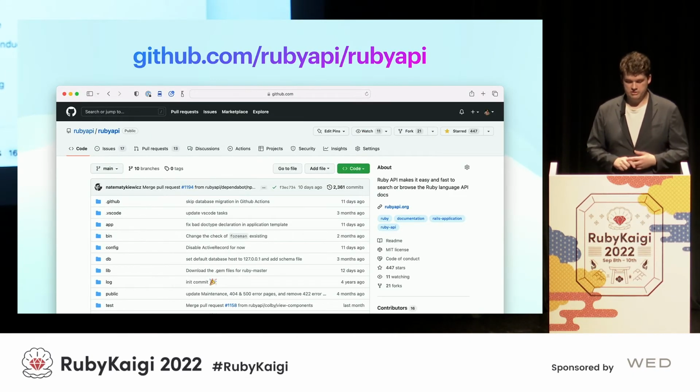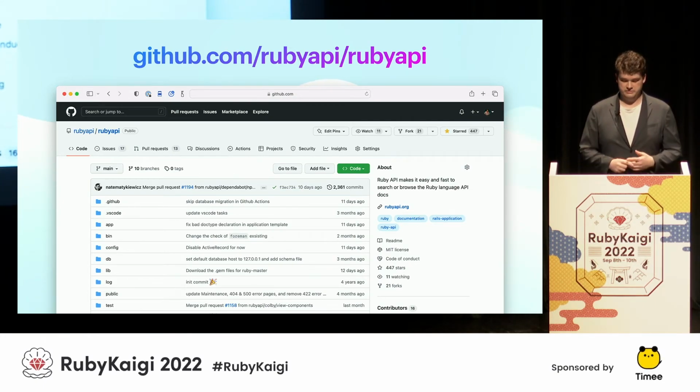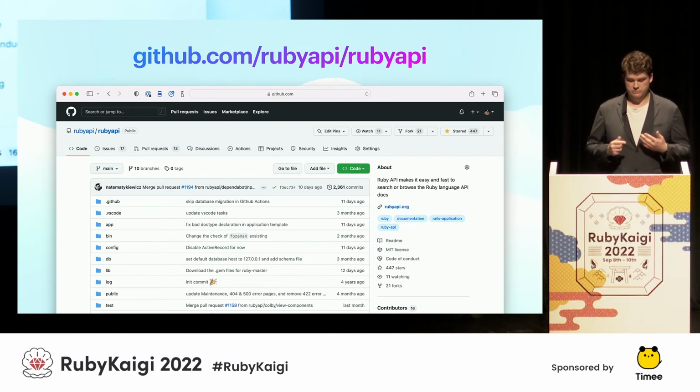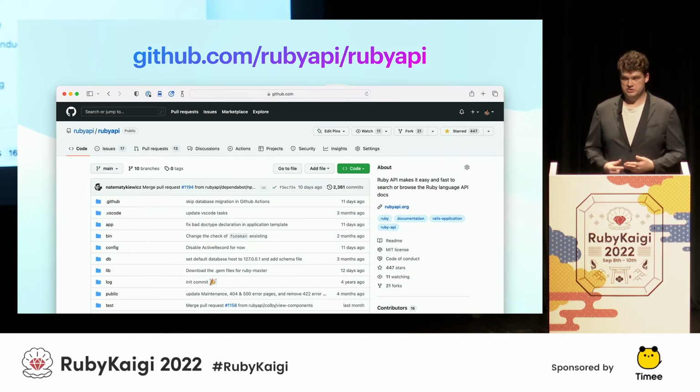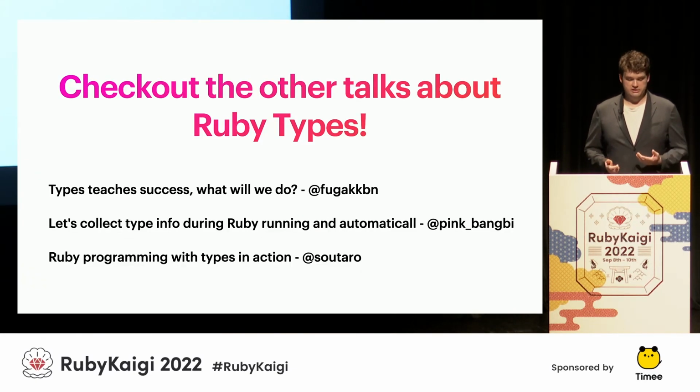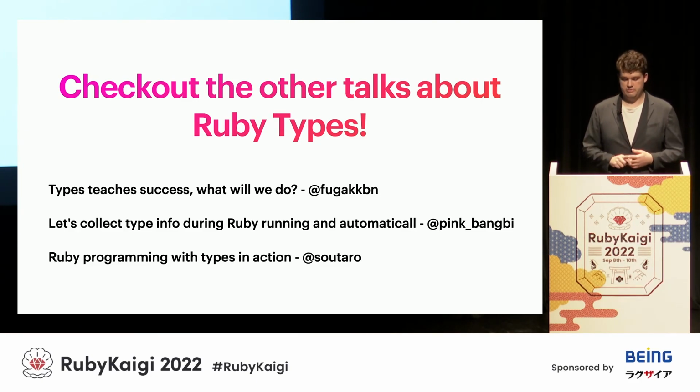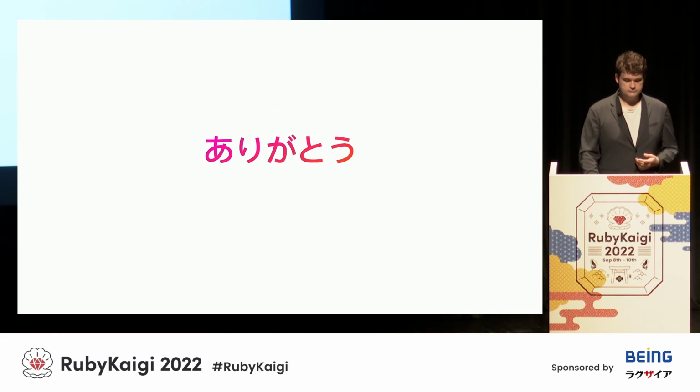You can find Ruby API on GitHub. We're a fairly small community, but I certainly welcome any feedback and ideas on how we can improve Ruby documentation. I would love to test ideas on rubyapi.org that can eventually be merged back to RDoc in the future. If you're interested in learning more about types in Ruby, I recommend checking out the other type-related talks that are happening at RubyKaigi over the next couple of days, or in the VODs that are posted after the conference.